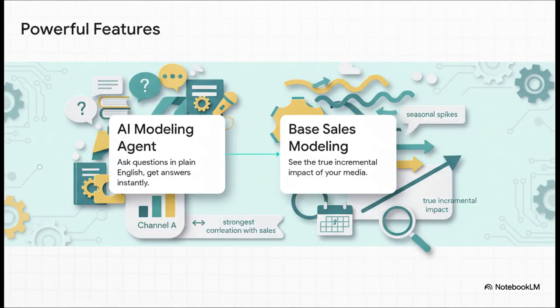Modelo has an AI modeling agent. Seriously, think of it like your own personal data scientist on call 24/7. You just ask a question in plain English like, hey, which of my ad channels has the best ROI? And boom, it runs the right model and gives you the answer. It also has something called base sales modeling, which is brilliant. It filters out all the noise, like seasonal trends, to show you the true incremental impact your ads are having.